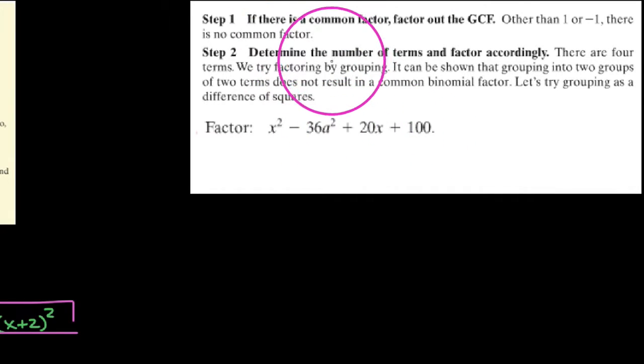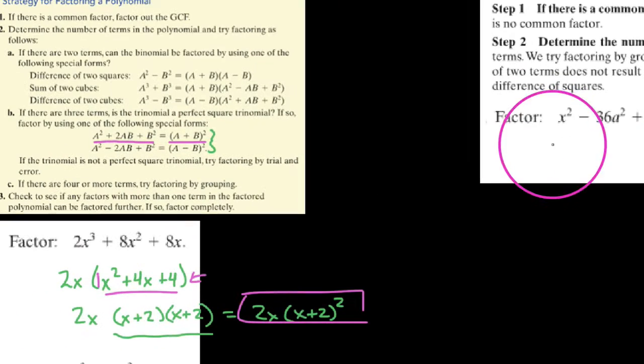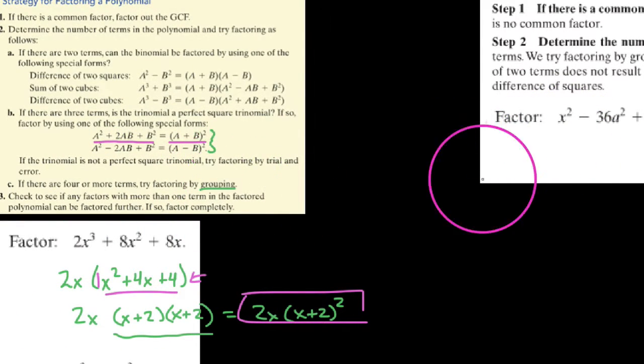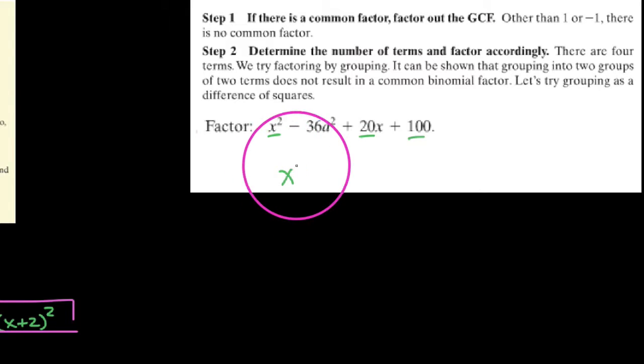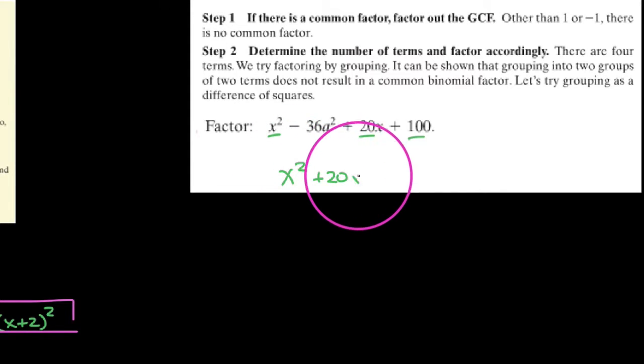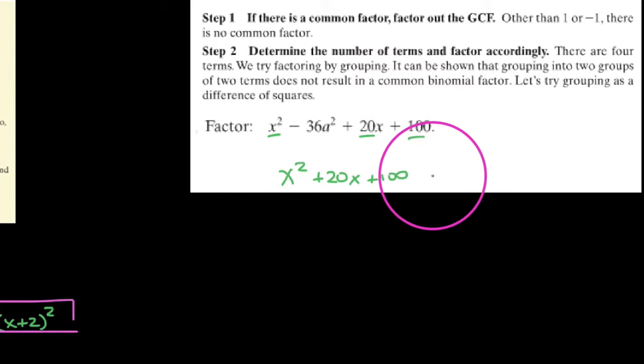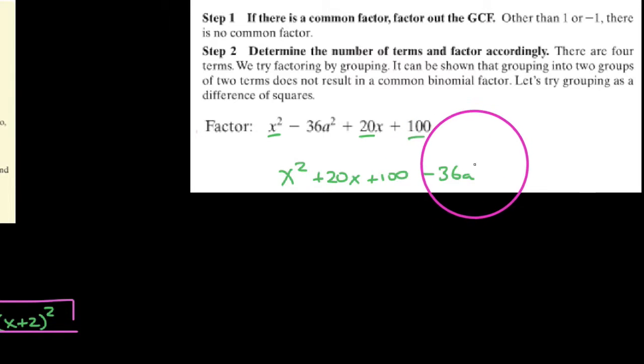So step 1, if there is a common factor, factor it out. If there's not, then step 2, determine the number of terms and factor accordingly. Since this has 4 or more terms, remember we said we're going to try grouping. So if we're going to try grouping, here's what I would suggest. Let's put all of the things that have x's here, and I'm even going to include the constant with that. I'm going to say x squared plus 20x plus 100. We're going to put them next to one another. I'm going to put this negative 36a squared over here.